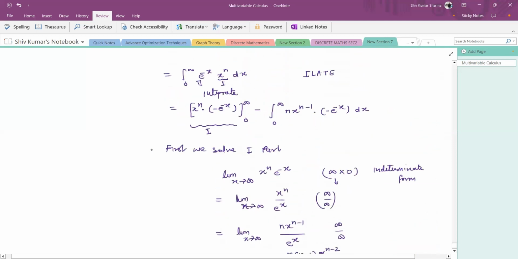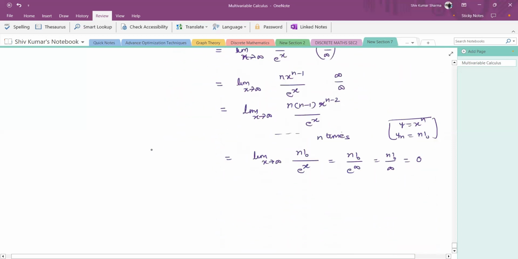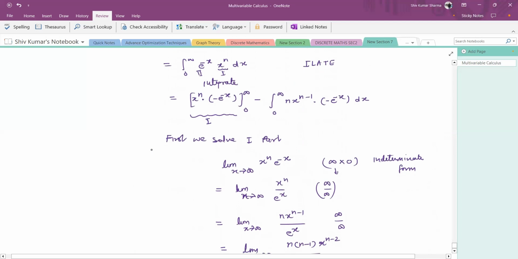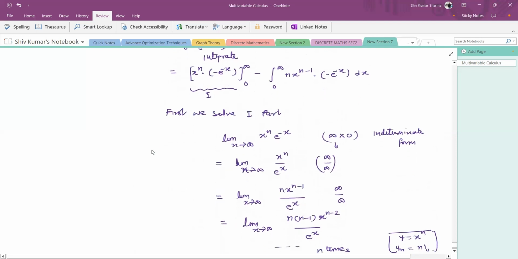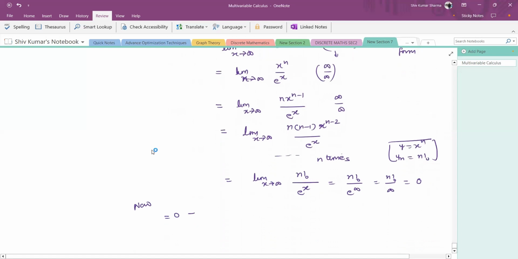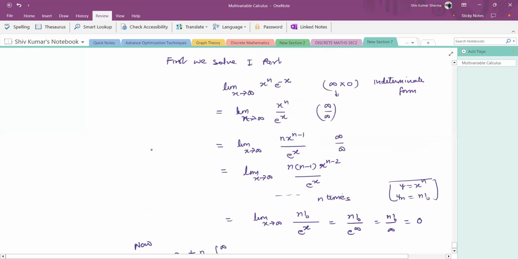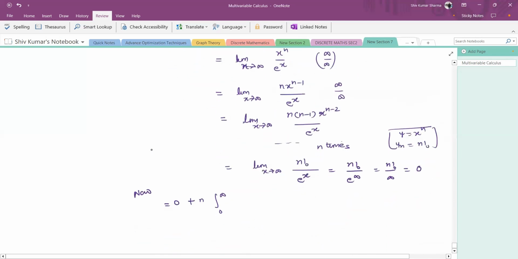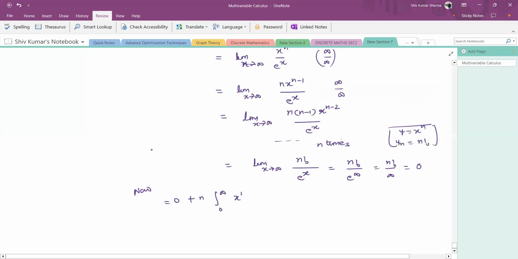So now going back to this integral, the first part is 0. So 0 minus the second part, that means that integral. We write down minus n taken common. So minus minus will be plus. So plus n integral 0 to infinity of x raised to the power n minus 1, e raised to the power minus x into dx.